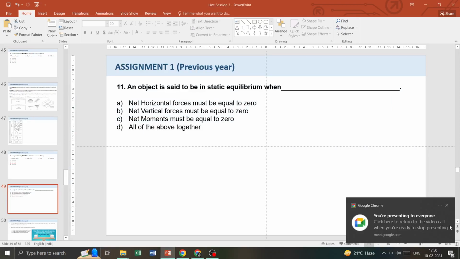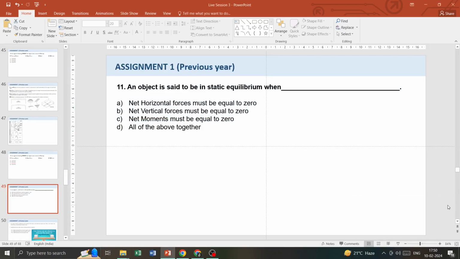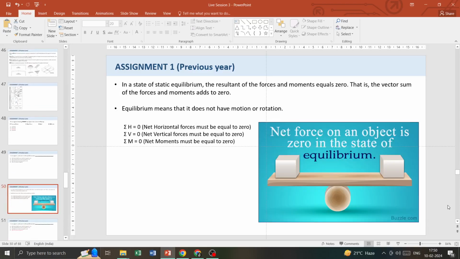An object is said to be in static equilibrium when net horizontal forces must be equal to 0, net vertical forces must be equal to 0, net moments must be equal to 0, or all of the above together. So I explained it in the previous question also, and I will quickly explain it again: in a state of static equilibrium, the resultant of all the forces and moments must be equal to 0. That is, the vector sum of the forces and moments adds to 0. Equilibrium means that it does not have any motion or rotation.